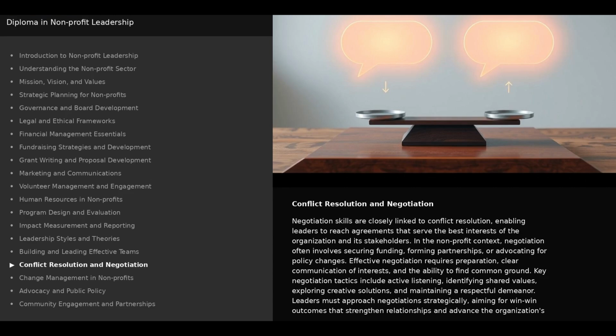Key negotiation tactics include active listening, identifying shared values, exploring creative solutions, and maintaining a respectful demeanor. Leaders must approach negotiations strategically, aiming for win-win outcomes that strengthen relationships and advance the organization's mission. Mastering these skills is essential for navigating complex internal and external dynamics.